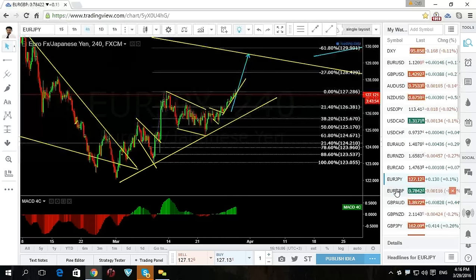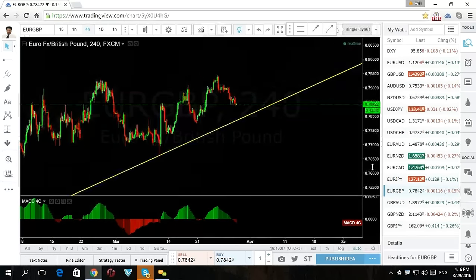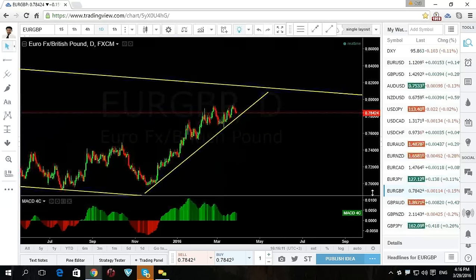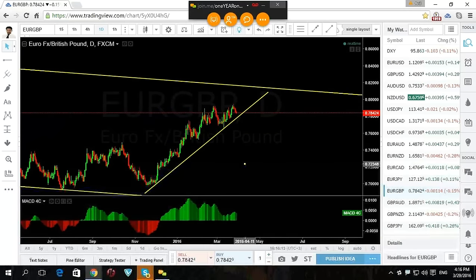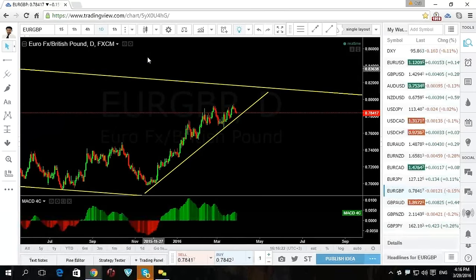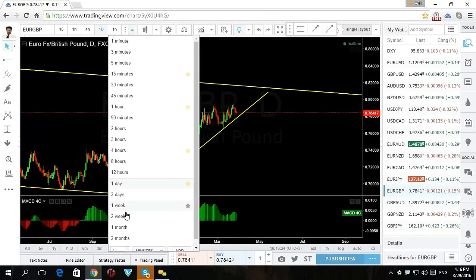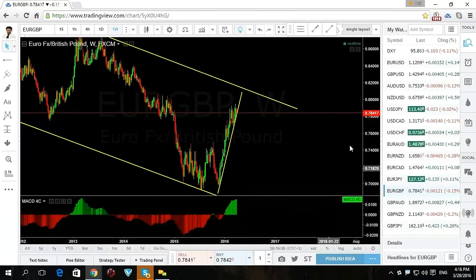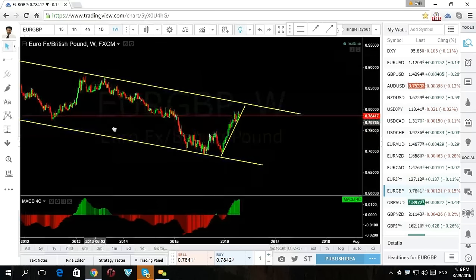Right? Euro Pong, stay out of this. It is likely going to come and tag this stop, but you may not get a very good risk to reward trade even with a good entry. When it gets there, we will come back to this. If it gets there by the end of this week, we'll come back to this trade because there is a huge setup on this trade.